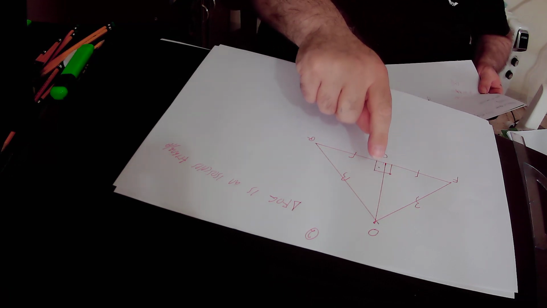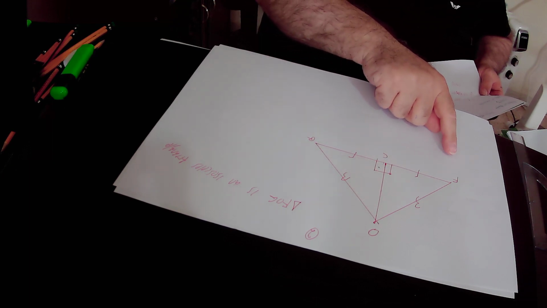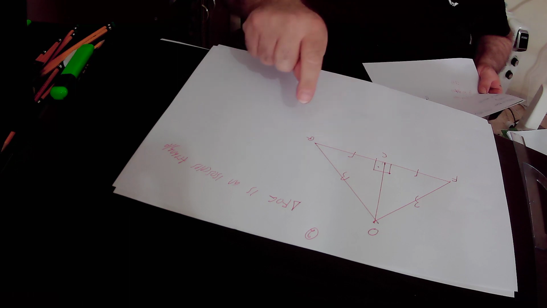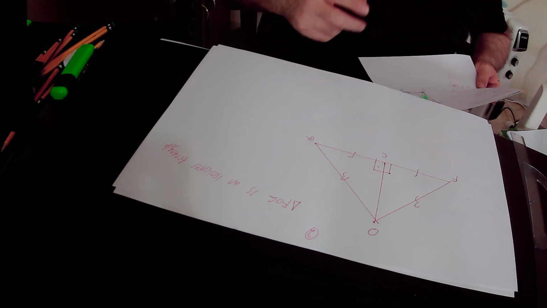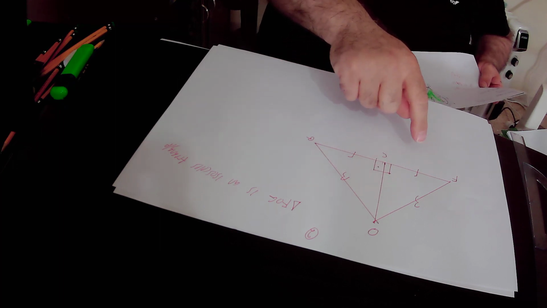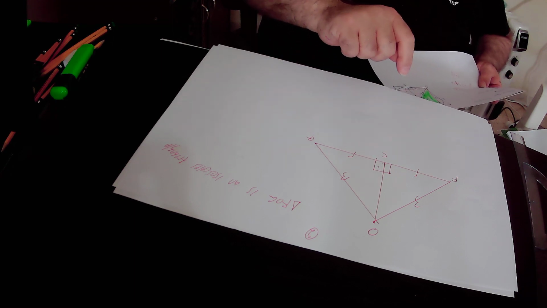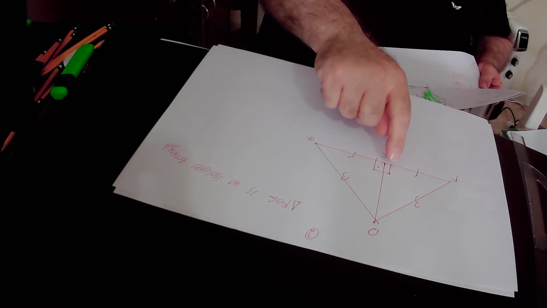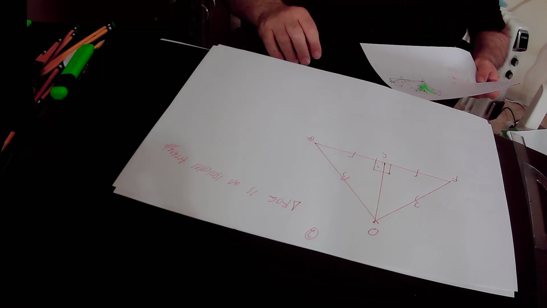Why is OC the median? Because it bisects the base FG into 2 equal parts, R and R. And according to rule number 1, the median to the base not only bisects the base in an isosceles triangle, but it is also perpendicular to the base. That is to say, this angle equals 90 degrees, and this angle will also equal 90 degrees. Okay?